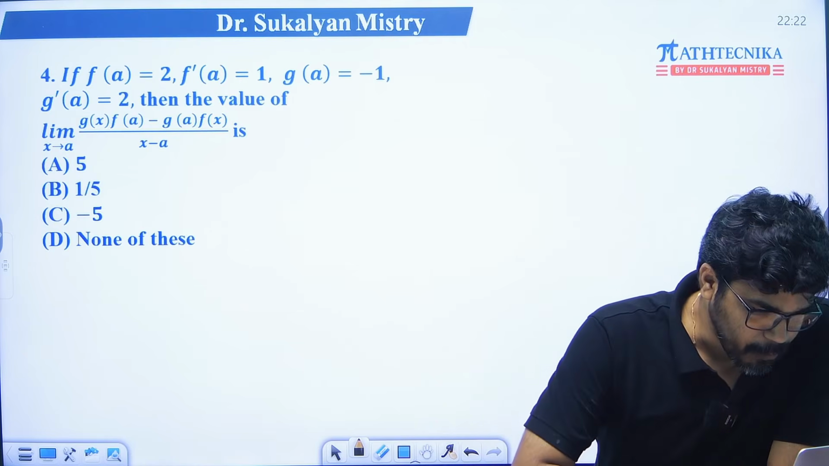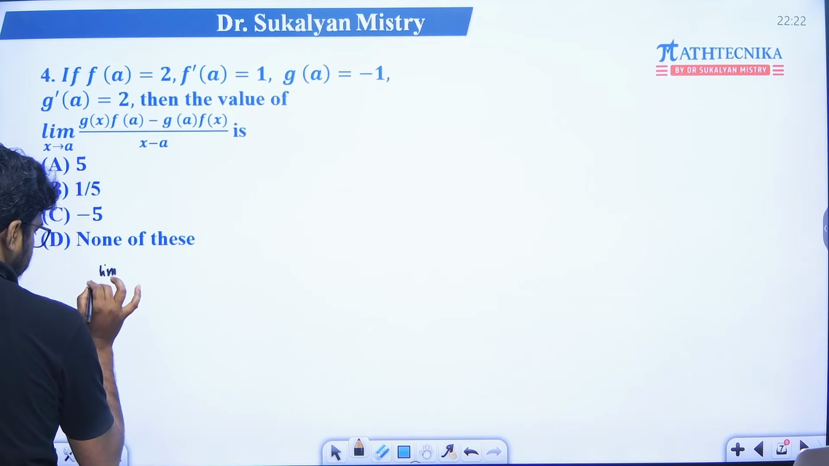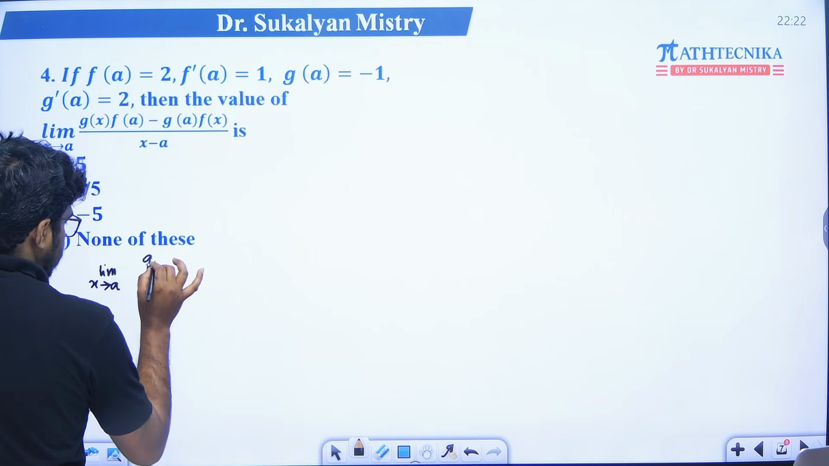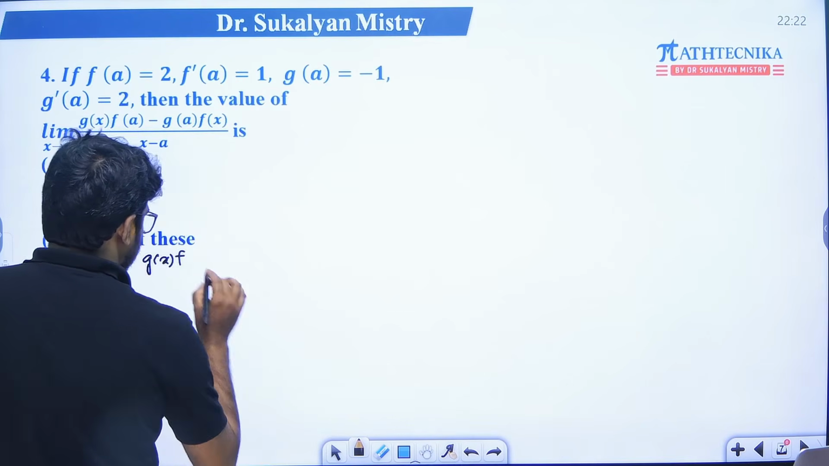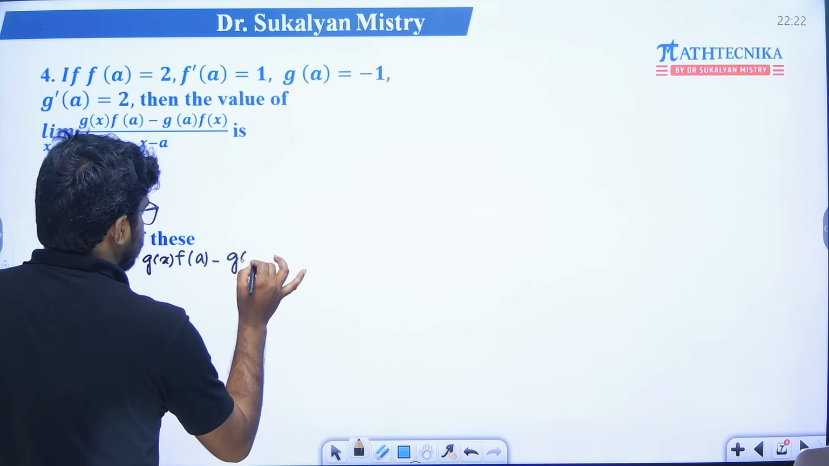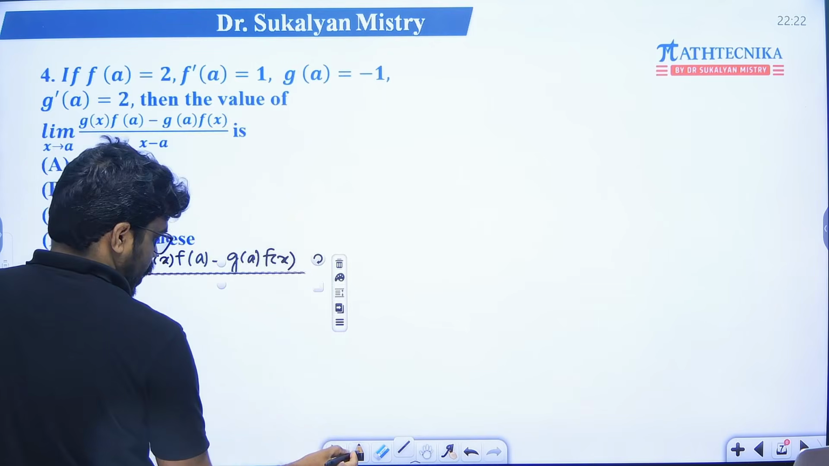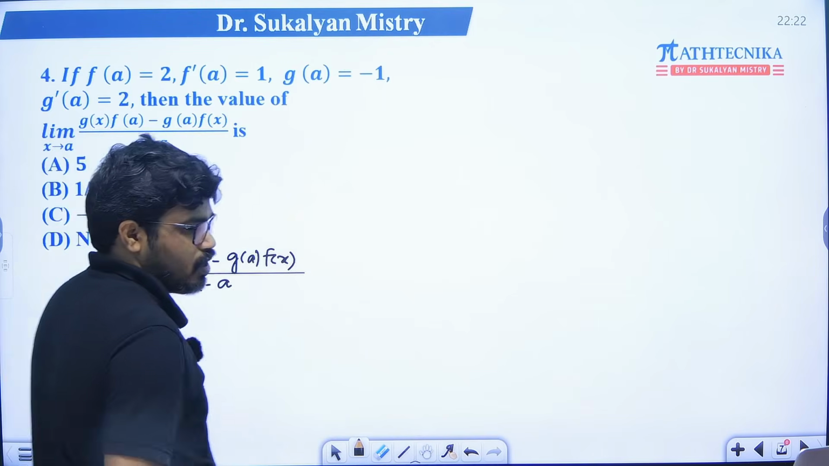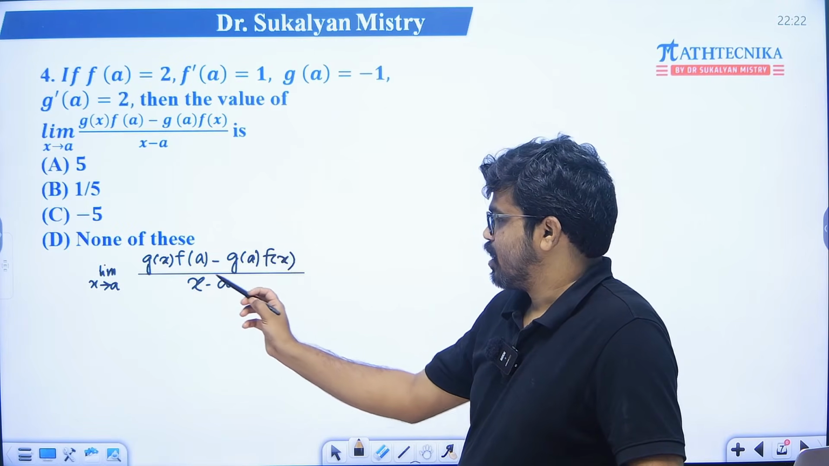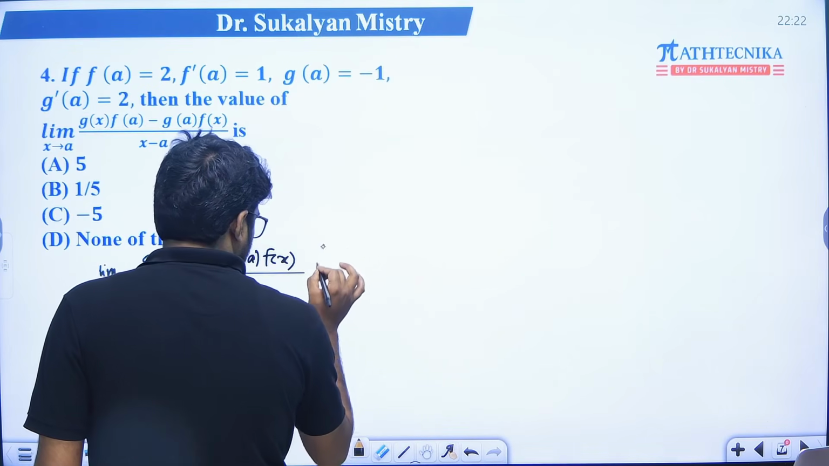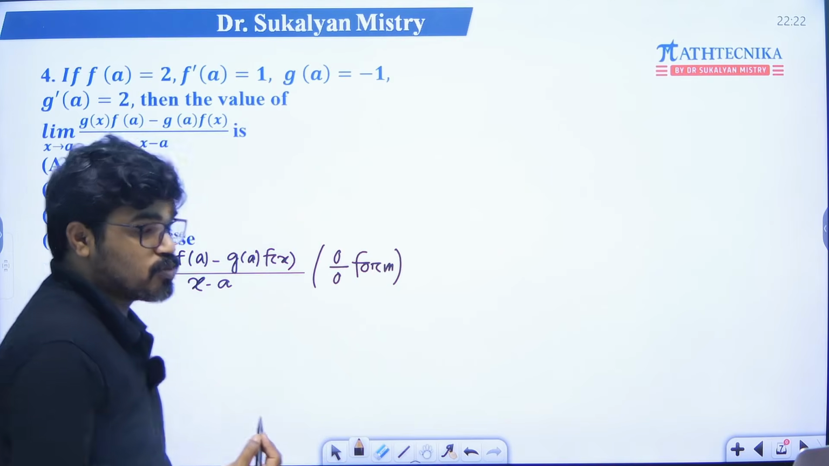Very good for those who could solve it. Okay, see this. Here we have to calculate the limit as x tends to a of g(x) f(a) minus g(a) f(x), divided by x minus a. Just recall, when x is equal to a, we get g(a)f(a) minus g(a)f(a), so this is basically 0/0 form, right?